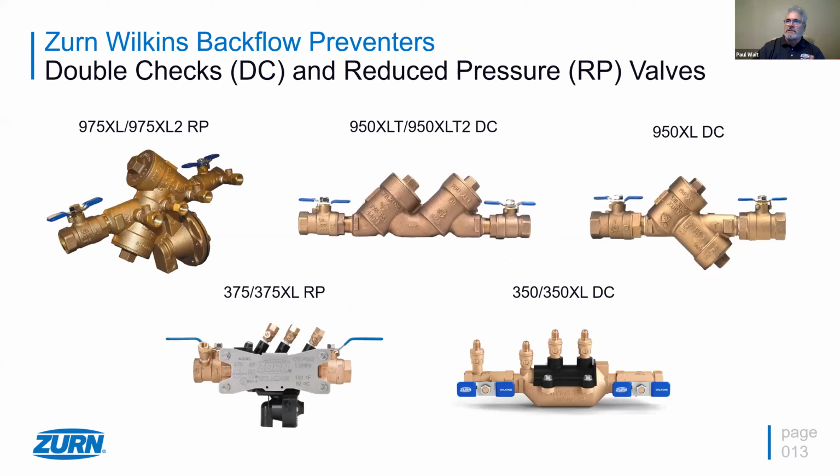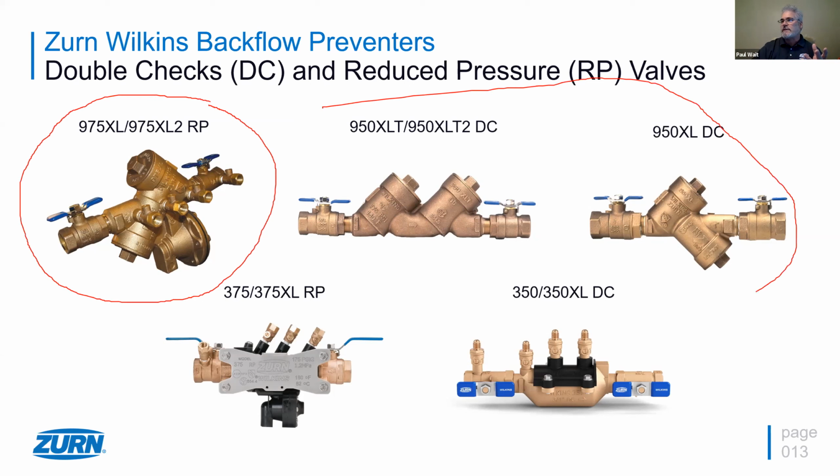When we get into double checks and reduced pressure valves, we have to start looking at things maybe from a different point of view. One of the points of view is, is it an all bronze unit? So there are some all bronze units. We have, like in the top corner over here, an all bronze RP unit, been around in the market for a long period of time. That's our typical 975XL, and there's other manufacturers out there that make very similar types of valves. And then we've got some double checks that are all bronze right here, our whole 950 series in the middle.